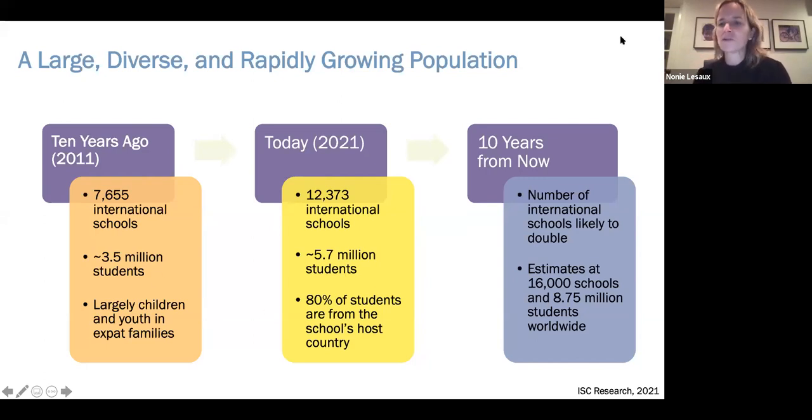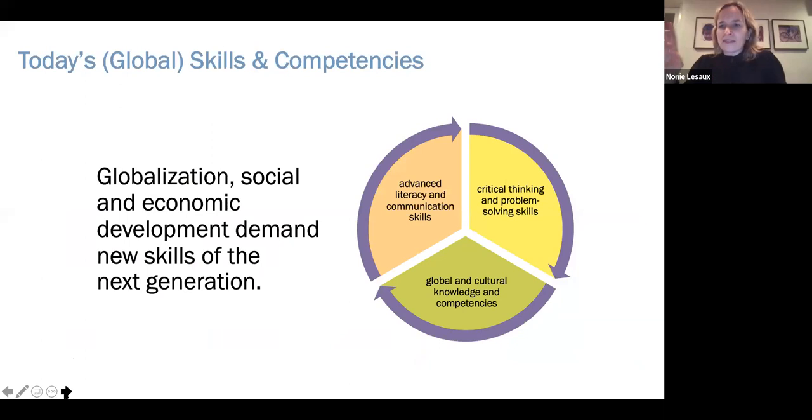10 years from now, those numbers are estimated to have just about doubled, right? So we'd be around 16,000 schools, about 8.75, 9 million students. And that's worldwide. This is a very, very global landscape. With this kind of globalization, social and economic development, this has tracked with the need for new skills of the next generation.